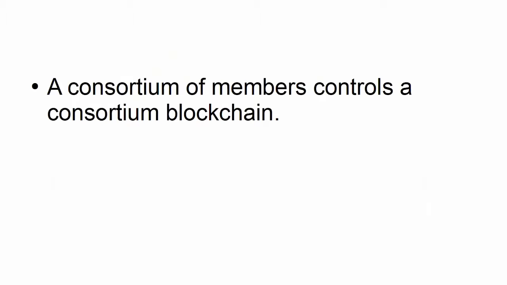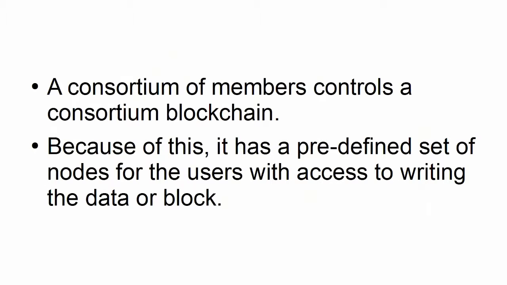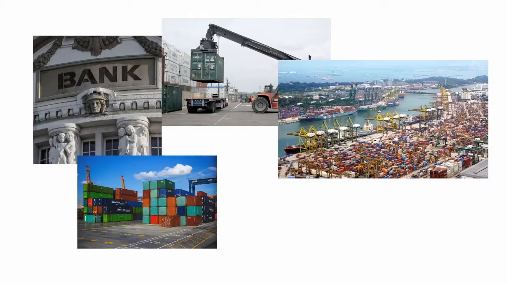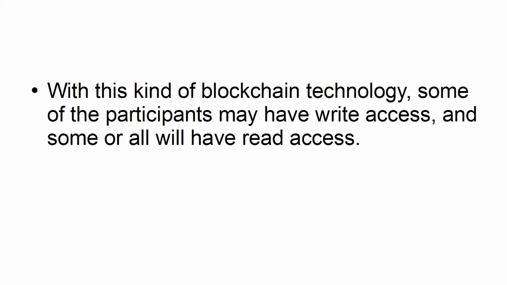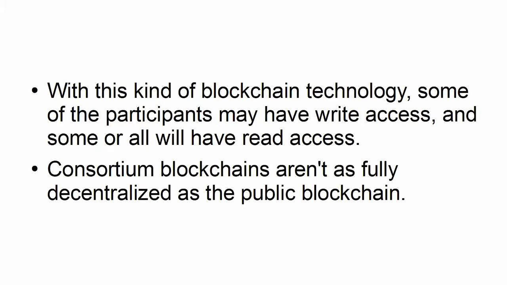Consortium blockchain. A consortium of members controls a consortium blockchain. Because of this, it has a predefined set of nodes for the users with access to writing the data or block. Members of a consortium blockchain may be participating banks, exporters, importers, ports of sending and receiving countries, customs officials, etc. With this kind of blockchain technology, some of the participants may have write access, and some or all will have read access. Consortium blockchains aren't as fully decentralized as the public blockchain.